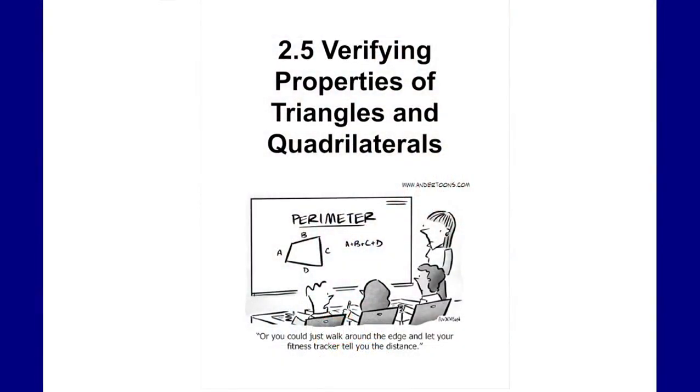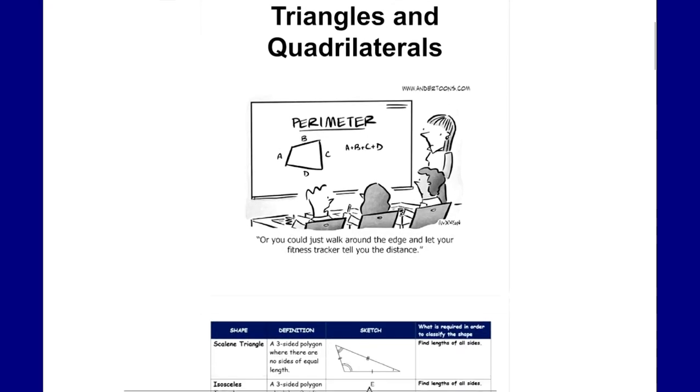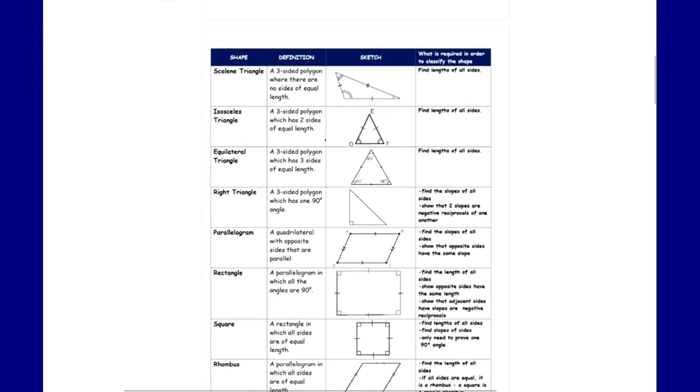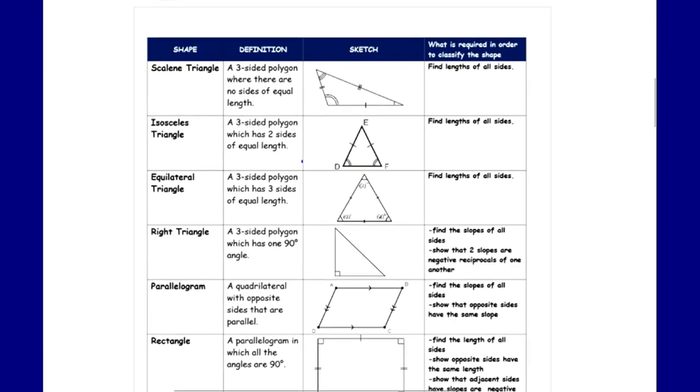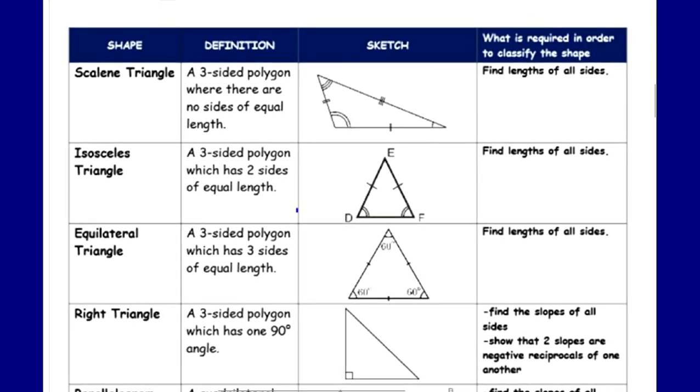In today's lesson, we are going to be verifying properties of triangles and quadrilaterals. So we're just going to be taking, again, the same concepts that we've looked at previously, the midpoint, length of a line segment, and slope formulas, and use that to help us verify if a certain shape is a quadrilateral or a type of quadrilateral or a certain type of triangle.